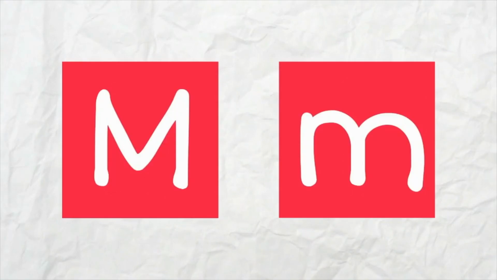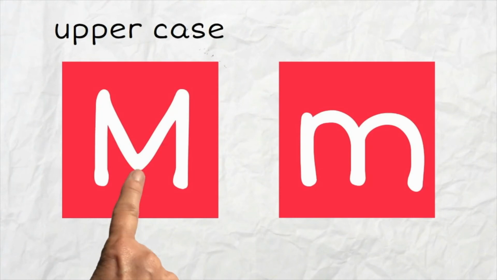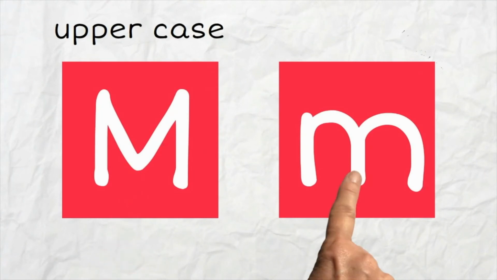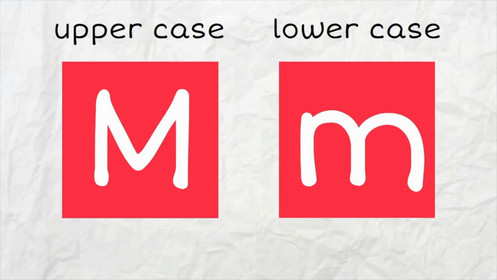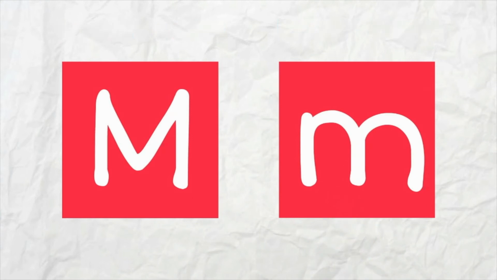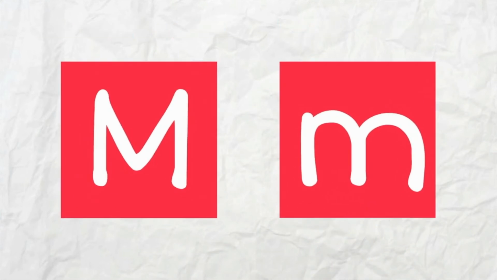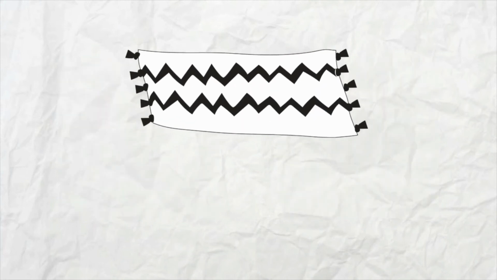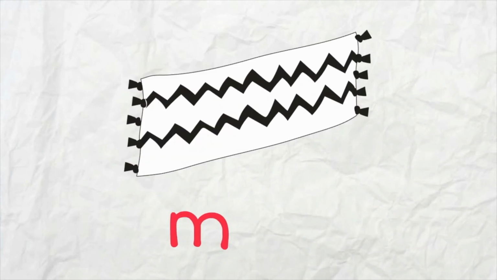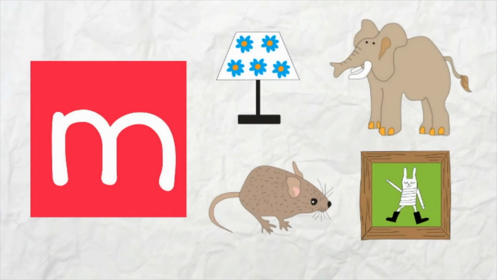This is the letter M. Uppercase M and lowercase m. M sounds like m. Mat begins with m. Mat. Can you see something that begins with m?